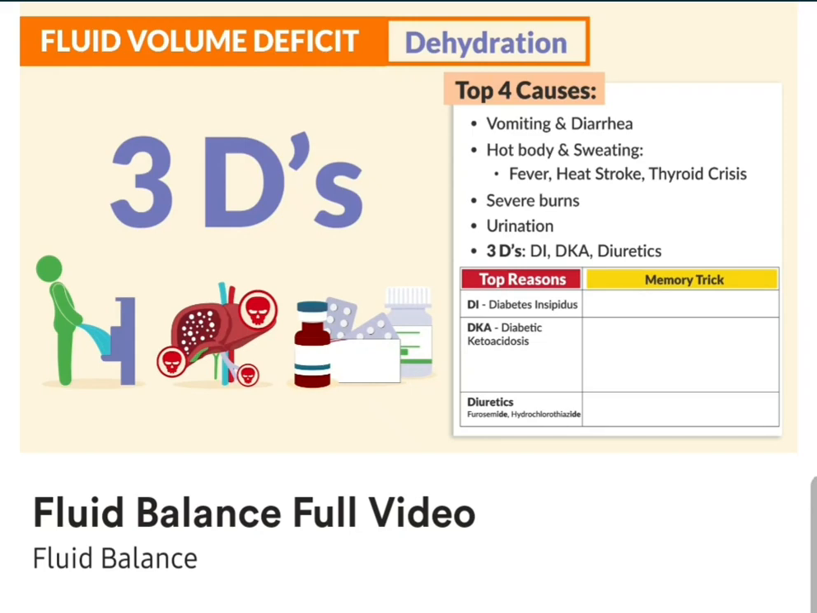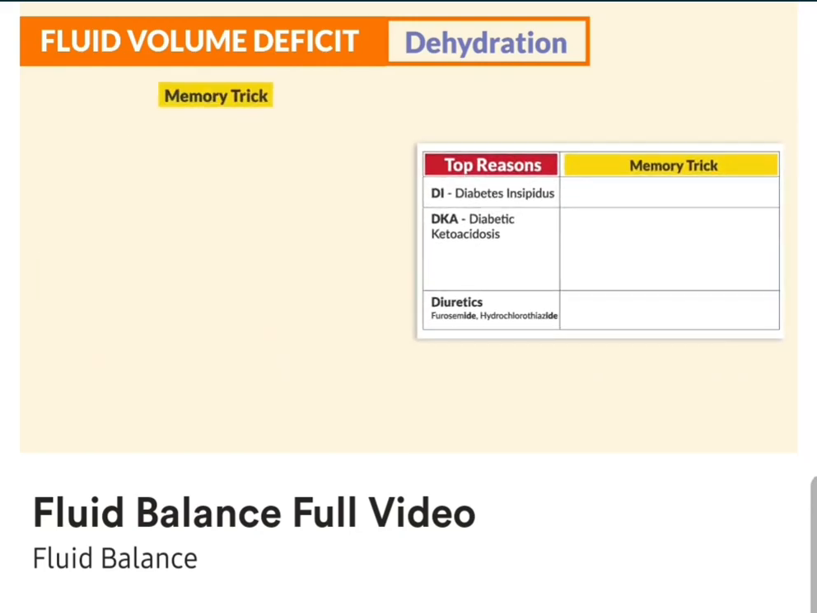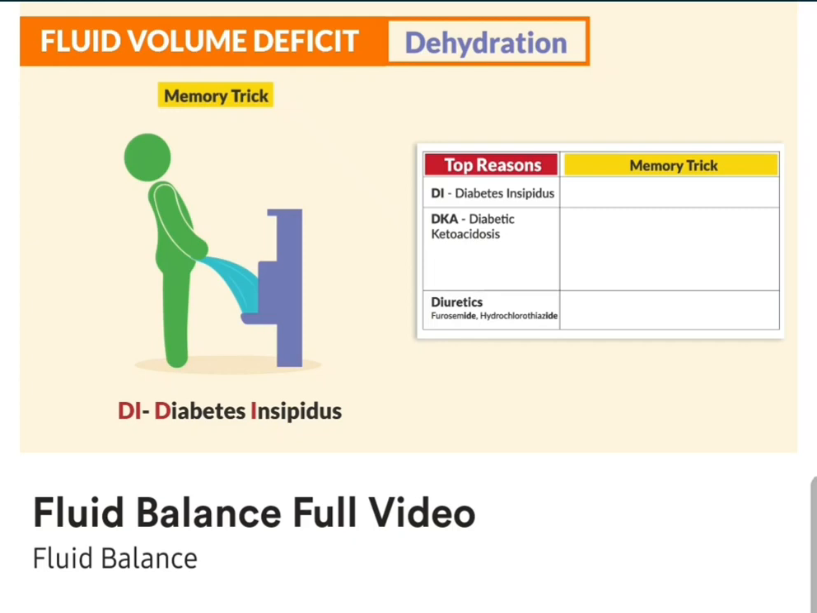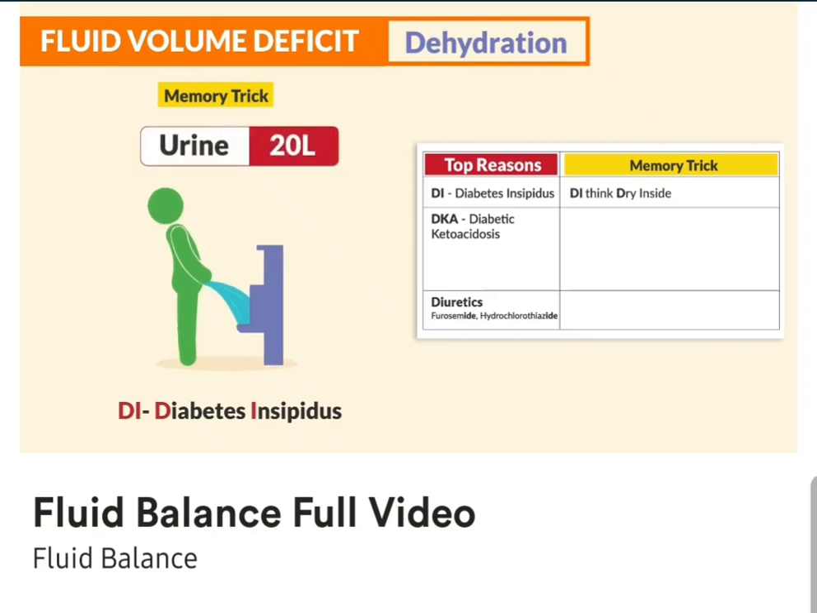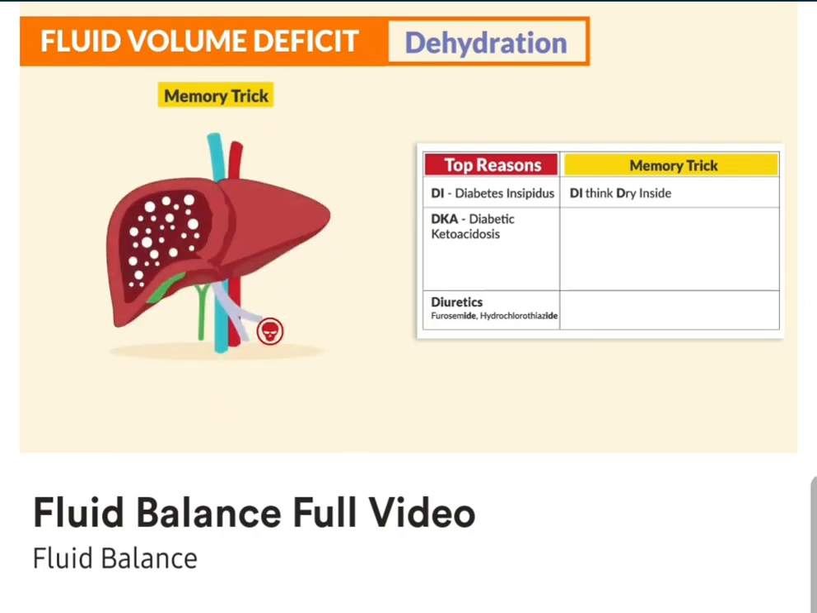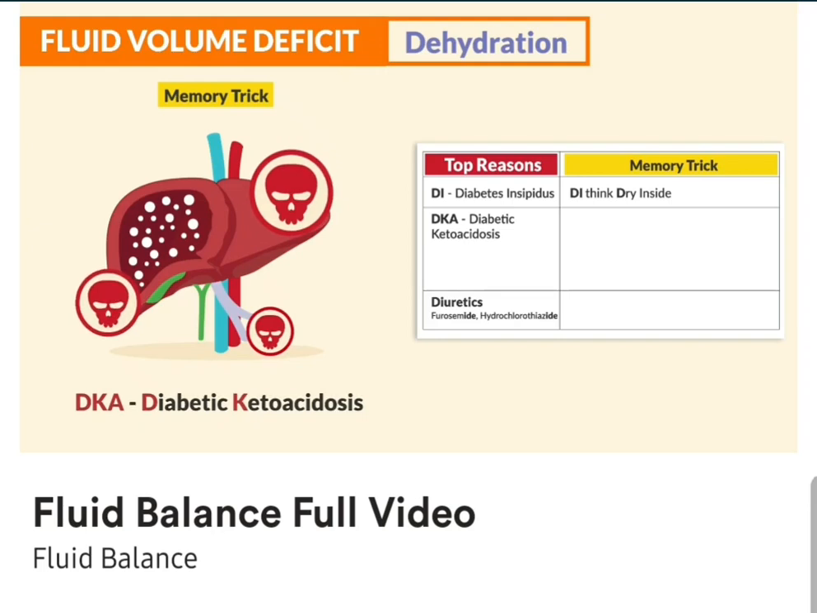So the top reasons that clients lose fluid in the clinical setting here is DI, diabetes insipidus. So the memory trick for the 3 Ds, just think DI, think dry inside. Clients diurese fluid like up to 20 liters a day. We're talking lots and lots of urine here. Now the second reason here is DKA, diabetic ketoacidosis. So with DKA, think D for dry.